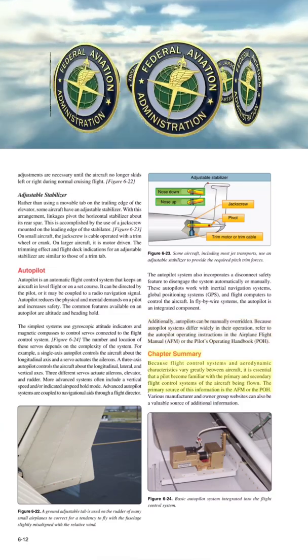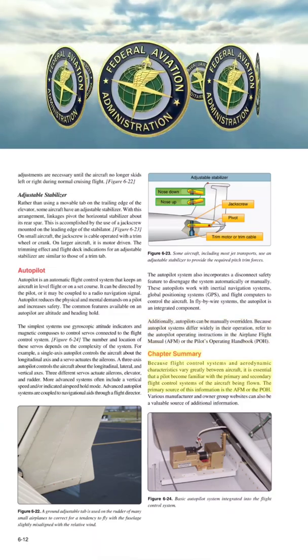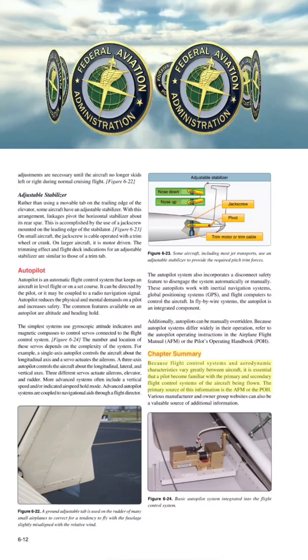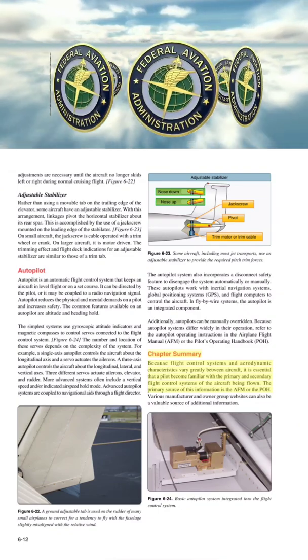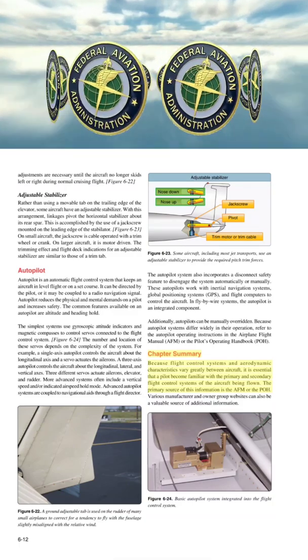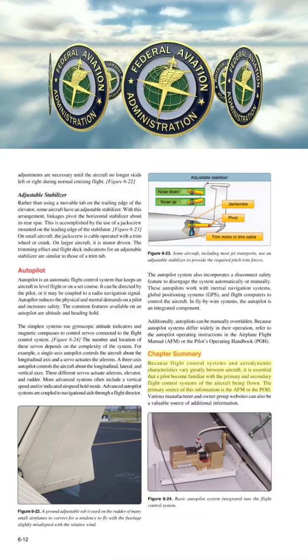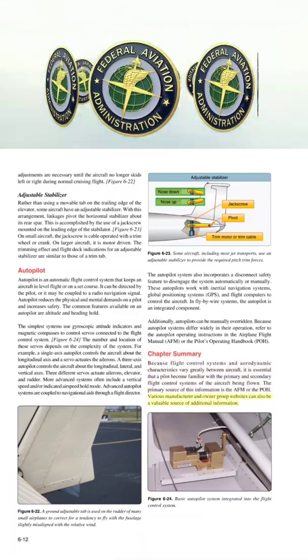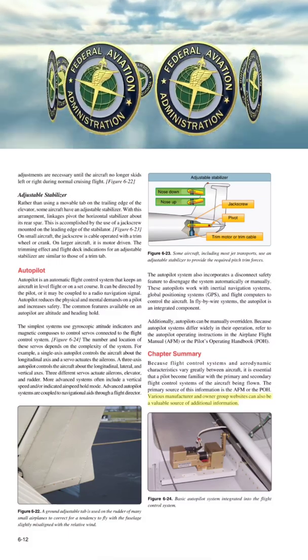Chapter Summary. Because flight control systems and aerodynamic characteristics vary greatly between aircraft, it is essential that a pilot become familiar with the primary and secondary flight control systems of the aircraft being flown. The primary source of this information is the AFM or the POH. Various manufacturer and owner group websites can also be a valuable source of additional information.